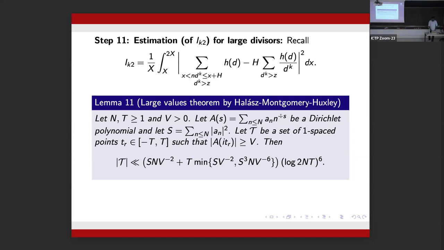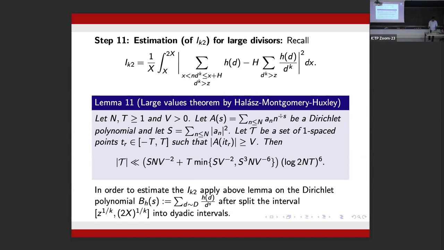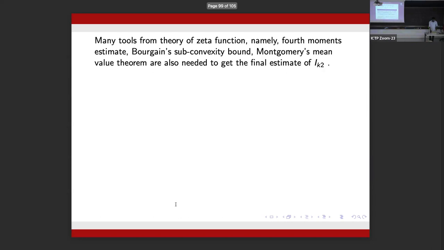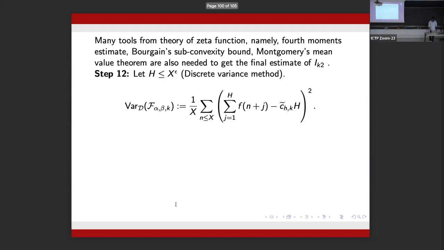So we use this in a suitable way, with some theory of zeta function on the Dirichlet polynomial. Here we consider that B(s) looks like the sum over d of h(d) by d to the power s. So for this, we apply this theorem, and with some nice results from the Riemann zeta function, we estimate this. And when A is less than x to the power epsilon, the small case, now you are looking at the discrete version of the variance. As you said, the continuous and the discrete are not much different. So we just study this.